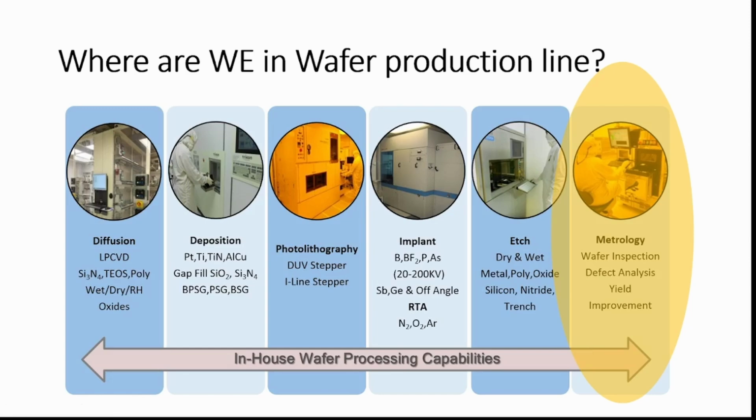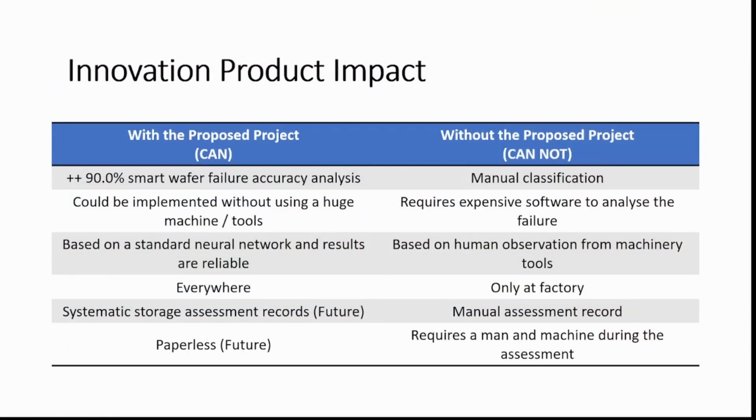So where are we in the wafer production line? Basically, where are we? We are not in diffusion, deposition, photolithography, implant and etch, but we are here, metrology. Basically, we are trying to deliver a space to criticize the things that have failed in the production line. So innovation, product impact, what we can and cannot do, is basically achieve 90 plus percent smart wafer analysis accuracy. It could be implemented without any usage of huge machines and tools.